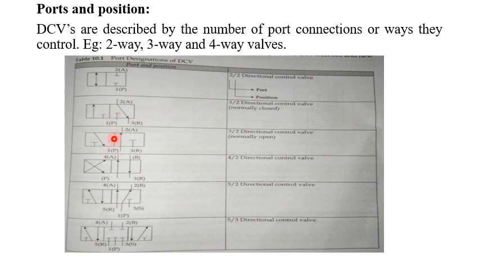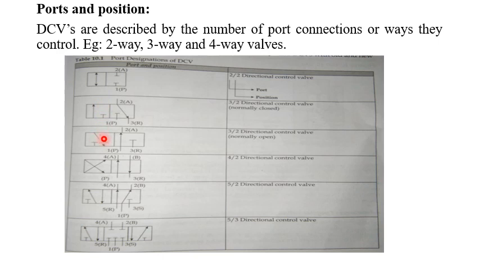And here you can see the difference. What is the difference between the second one and the third one? Both are 3 by 2 only. See, in this one also you have ports 1, 2 and 3, and the positions are the two squares or rectangles you can see. These are the two positions. Now what is the difference here?